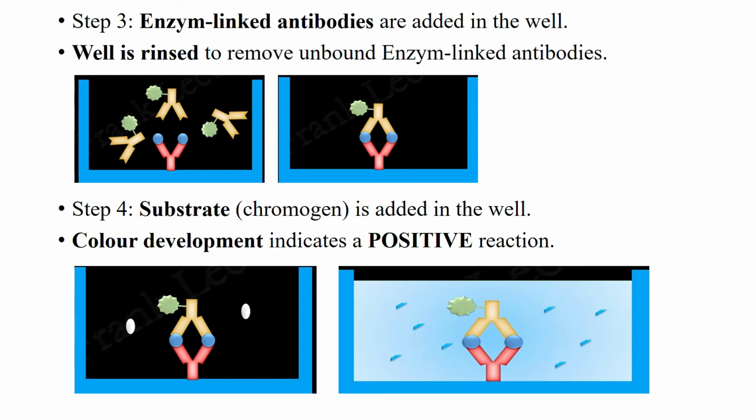And here we have added a substrate, and if you look at the last well, you can notice the color formation, because the capture antibody has bound with the target antigen. Again, the target antigen has already bound with the enzyme linked antibody, and this enzyme has reacted with the substrate, hence there is a color formation, and this test is positive.